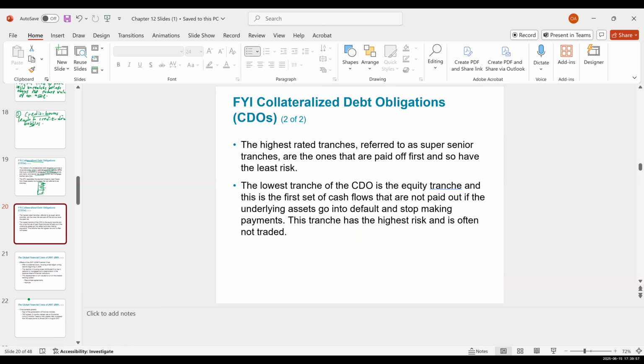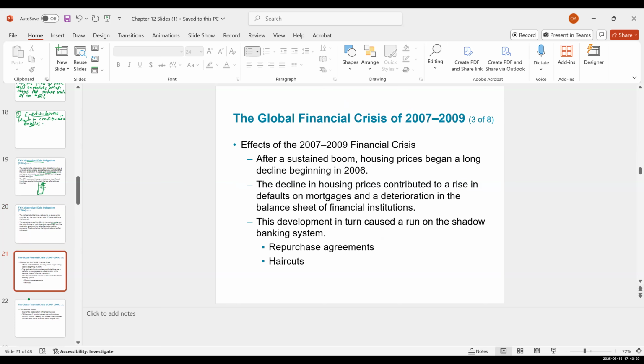I talked about the highest rated tranches, referred to as the super senior, which are paid off first and so have the least risk. The lowest tranche of the CDO is the equity tranche, and this is the first set of cash flows that are not paid if the underlying assets go into default. If homeowners do not make payments on their mortgages, that means less money is going to trickle in. Then this lowest tranche is the one that's going to suffer. Investors who have invested in those risky assets may lose out and may not get paid.